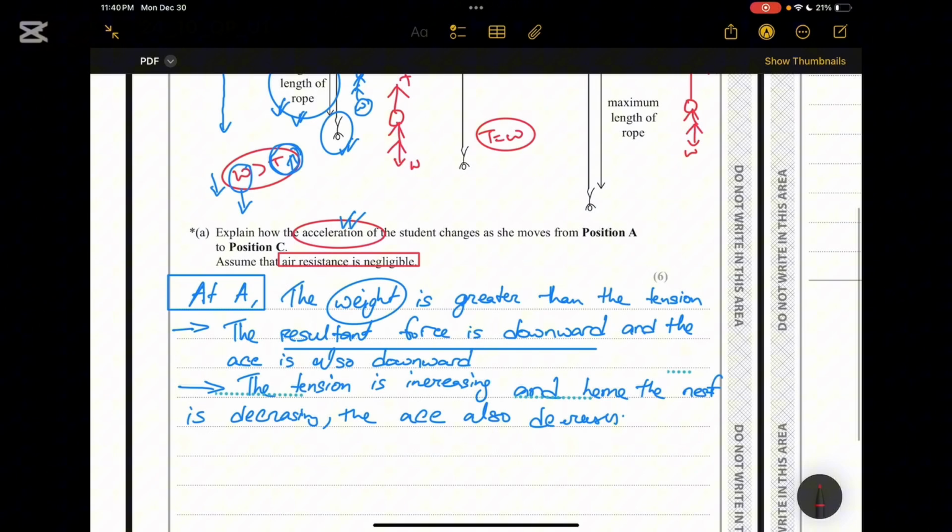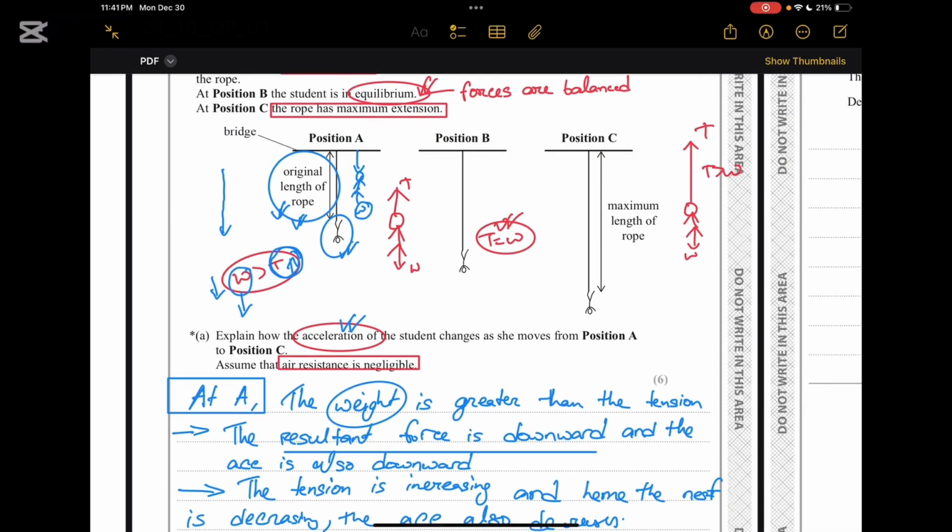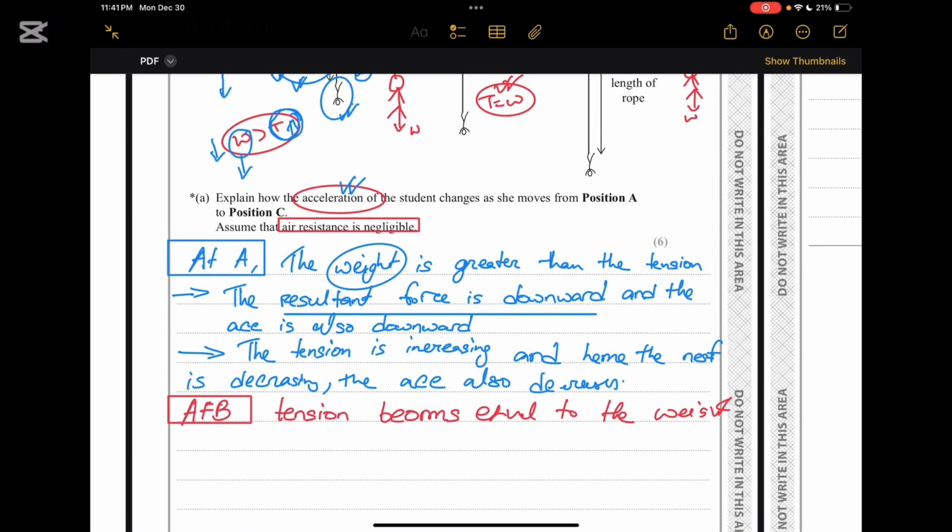For the B part, we know the tension is equal to the weight. So at B, we have to mention the tension becomes equal to the weight, because they have mentioned that it is in equilibrium. So when something is in equilibrium, the forces are balanced. So the tension and weight are balanced, they are equal. So when they are equal, there is no resultant force, and no acceleration.